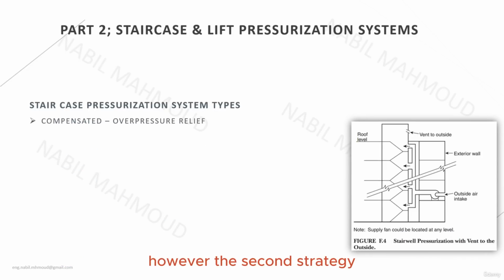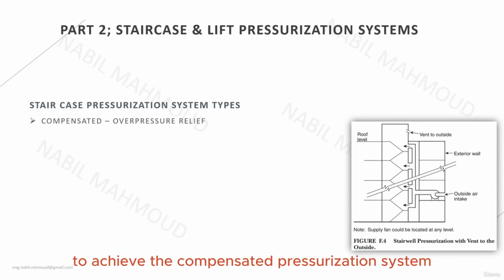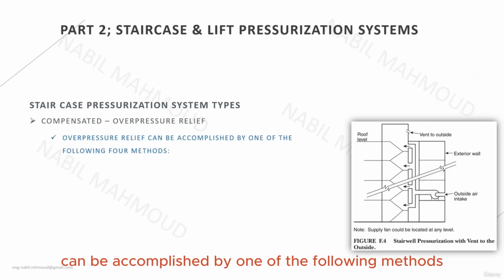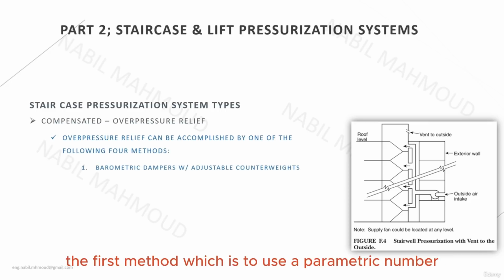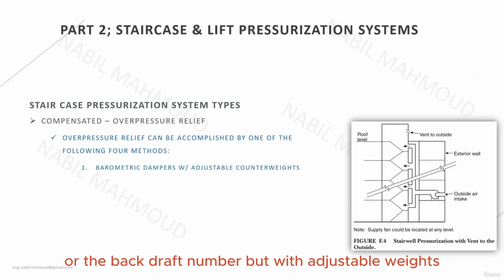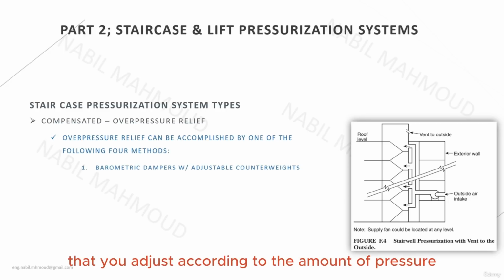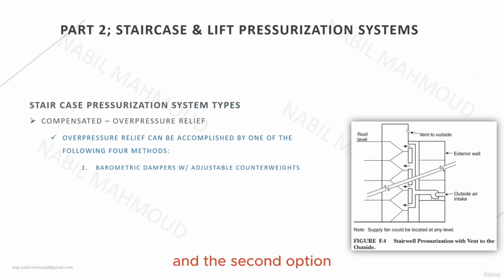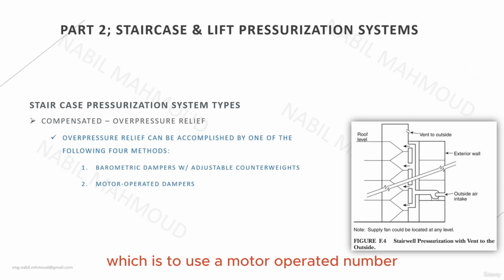However, the second strategy to achieve the compensated pressurization system is to use the overpressure relief concept. Overpressure relief can be accomplished by one of the following methods. The first method, which is to use a parametric damper with adjustable counter blades. It's similar to the gravity damper or the backdraft damper, but with adjustable weights that you adjust according to the amount of pressure difference which you need the damper to open at to relieve the excess pressure. And the second option, which is to use a motor operated damper, and this is usually more accurate.